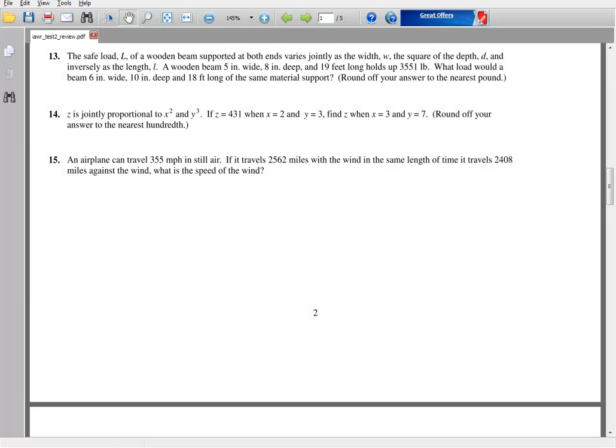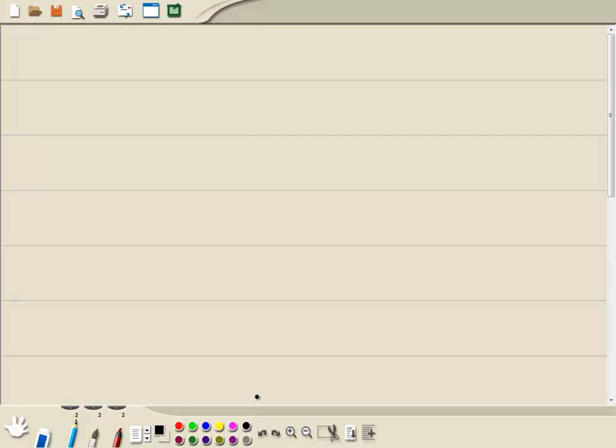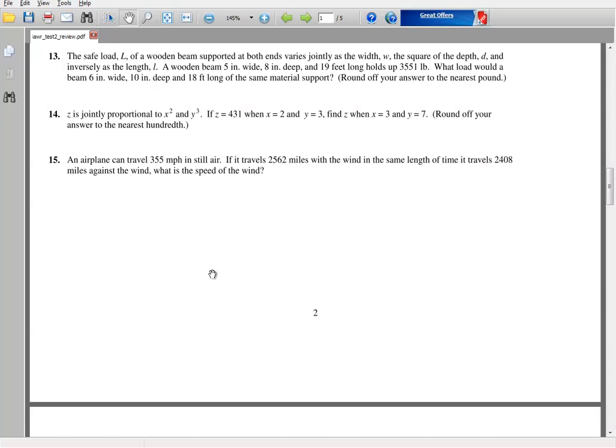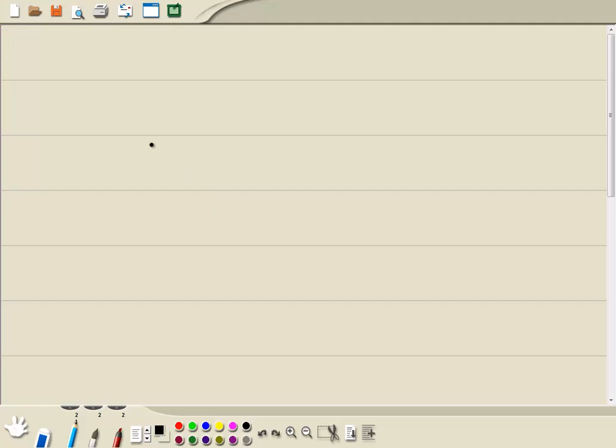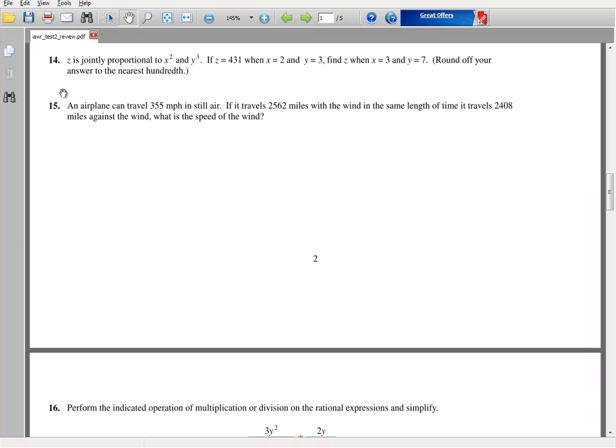Close that and start a new one. Okay, let's take a look at this. 15. An airplane can travel 355 miles in still air. If it travels 2,562 miles with the wind in the same length of time, it travels 2,408 miles against the wind. What is the speed of the wind?